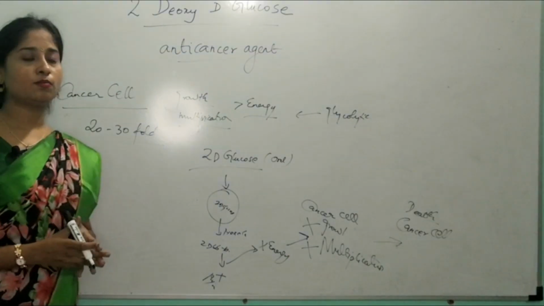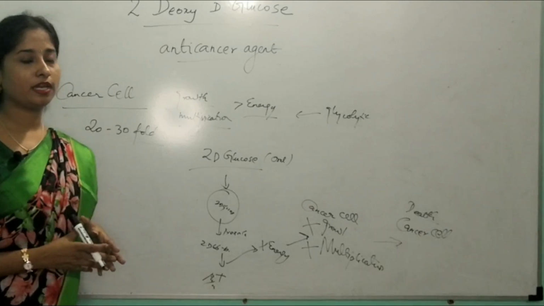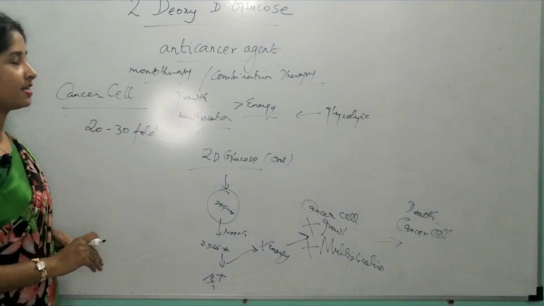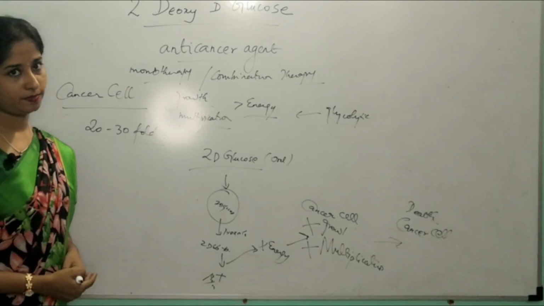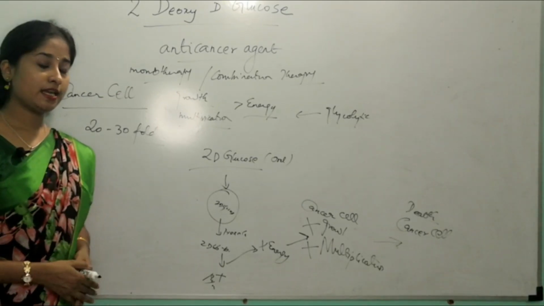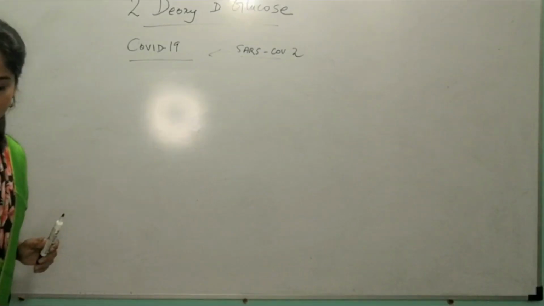It is not only used as a monotherapy, it is also being used along with radiotherapy, and a lot of scientific literature says that it has been efficiently used as an anti-cancer agent. Now we can see how this 2-DG can be used in the treatment of COVID-19.